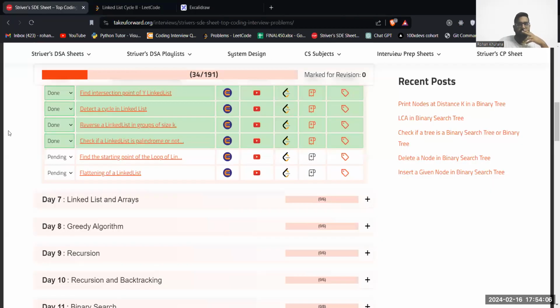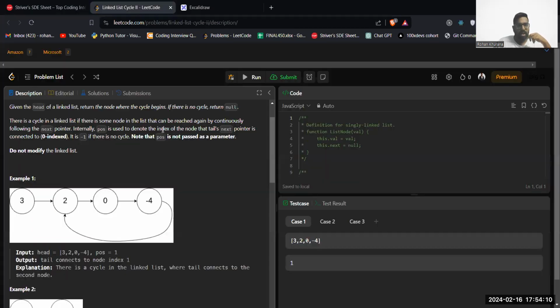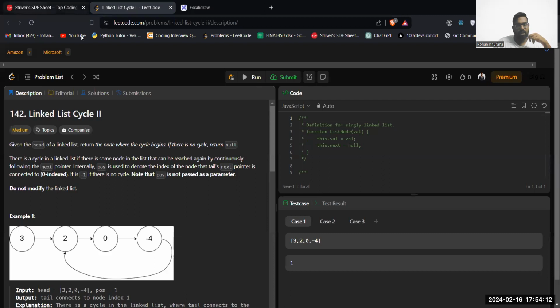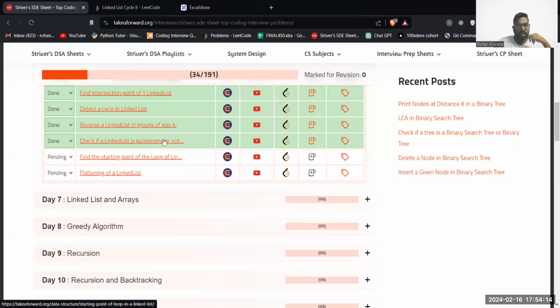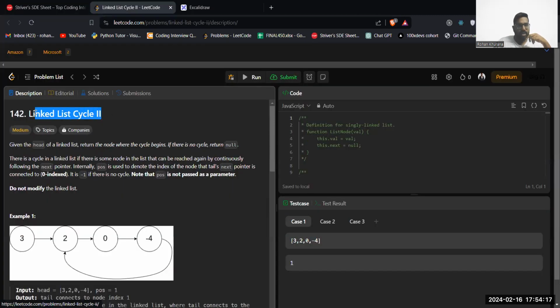Hello everyone. So continuing the DSA sheet, we are at the question called find the starting point of the cycle in the list. This is the question, Linked List Cycle 2. The question states that given the head of the linked list, return the node where the cycle begins. If there is no cycle, return null.